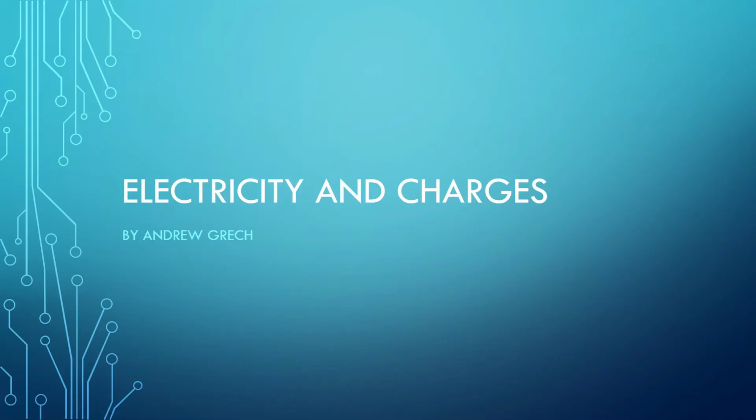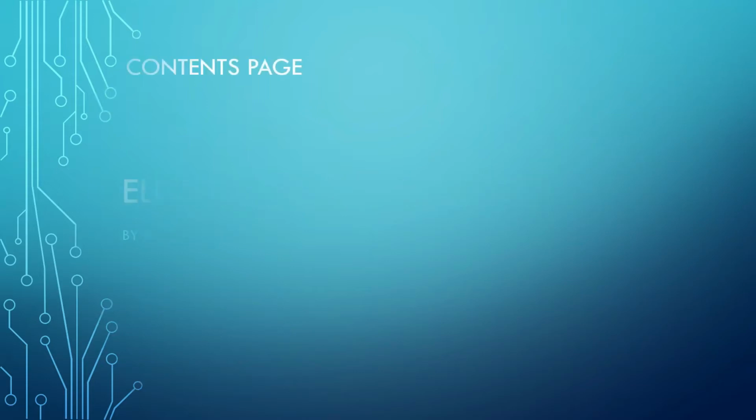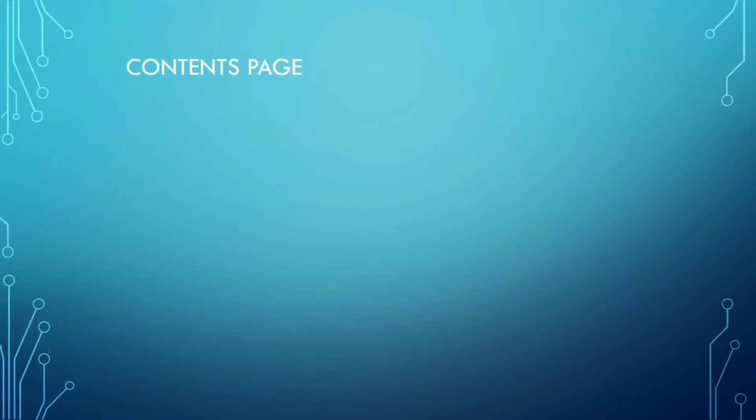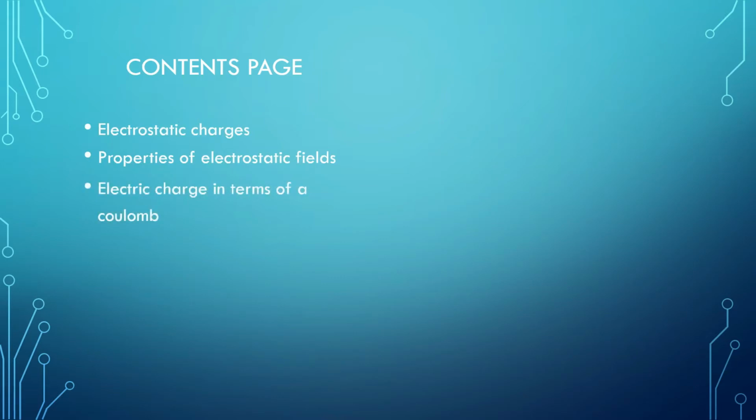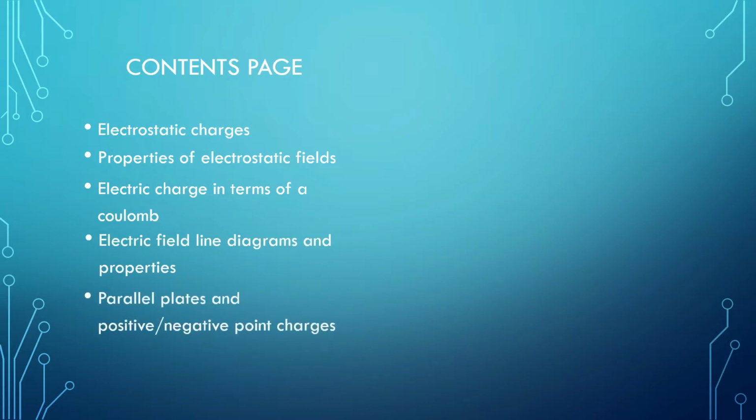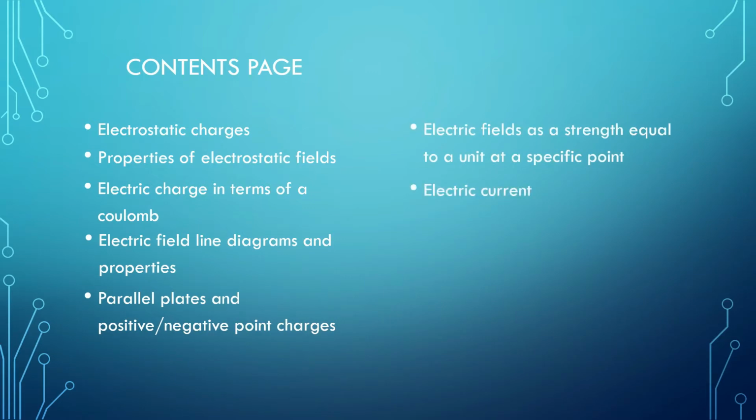Hello, in this video today we're going to learn about electricity and charges. More specifically, we're going to learn about electrostatic charges, properties of electrostatic fields, electric charge in terms of a coulomb, electric field line diagrams and properties, parallel plates and positive-negative point charges, electric fields as the strength equal to the unit at a specific point, electric current, direct and net flow current, and solving equations on fields.